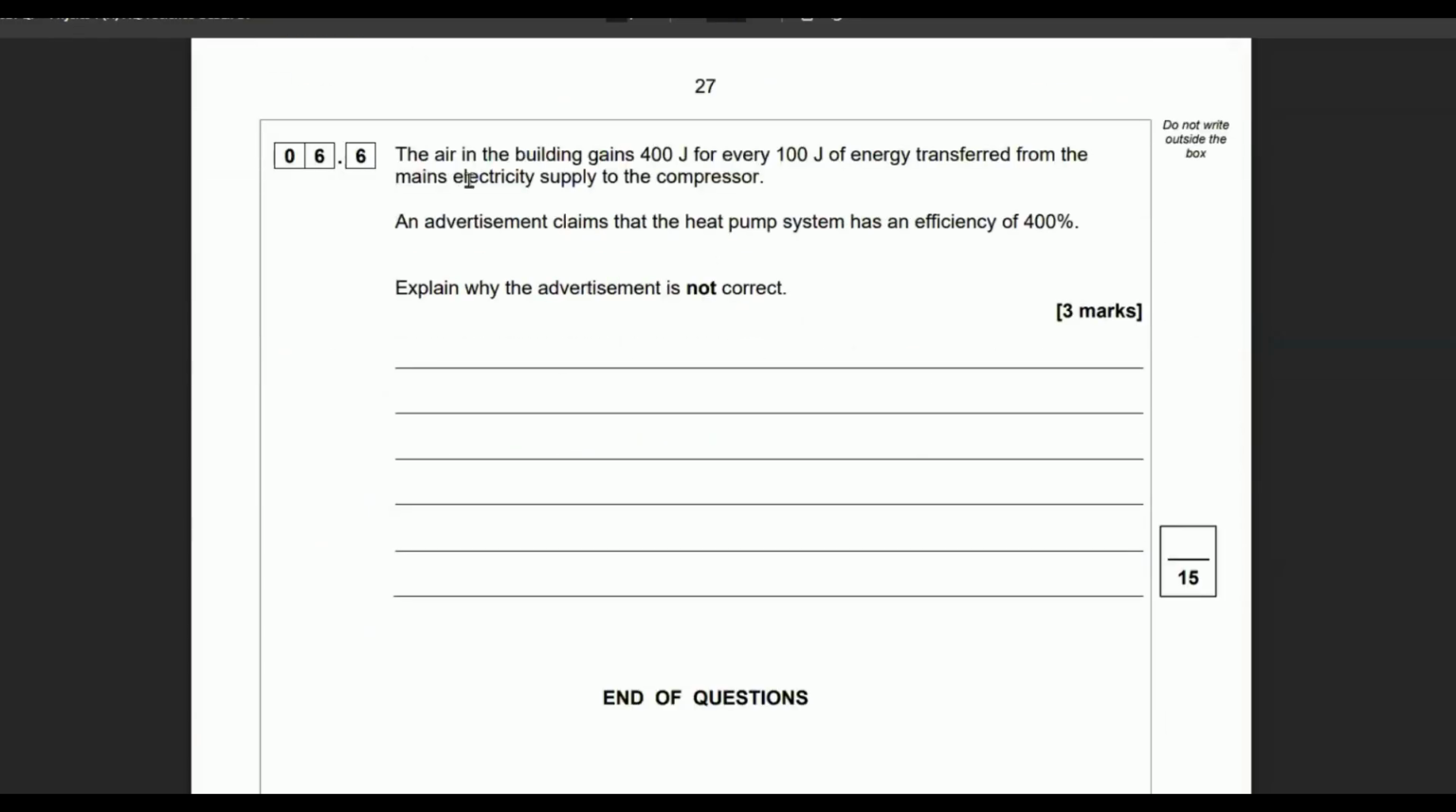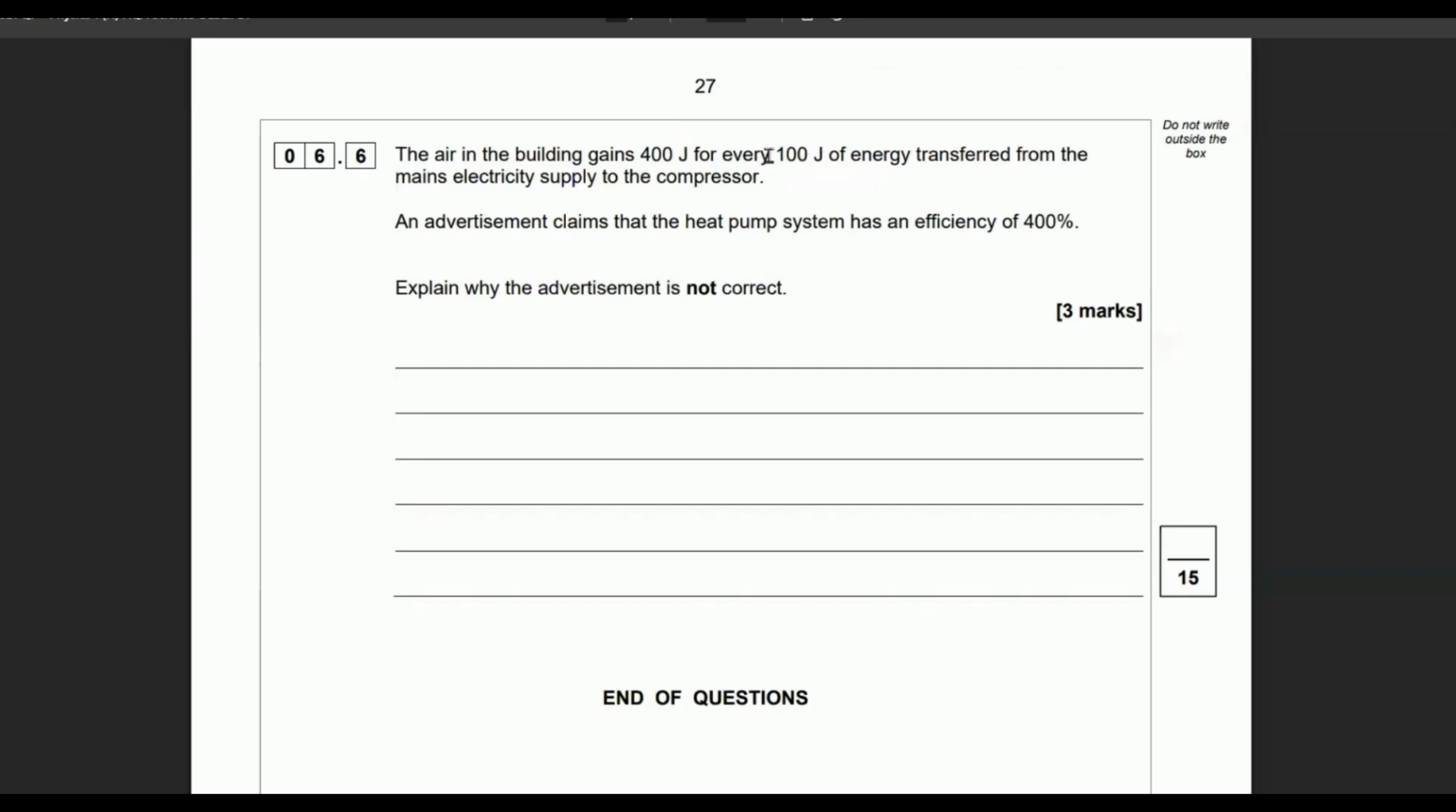Okay, 6.6. The air in the building gains 400 joules for every 100 joules of energy transferred from the mains electricity supply to the compressor. An advertisement claims that the heat pump system has an efficiency of 400%. Explain why the advertisement is not correct. What they're saying here is that for every 100 joules of energy that comes in from the electricity, the building goes up by 400 joules. Well, that's impossible because the efficiency can't be more than that.